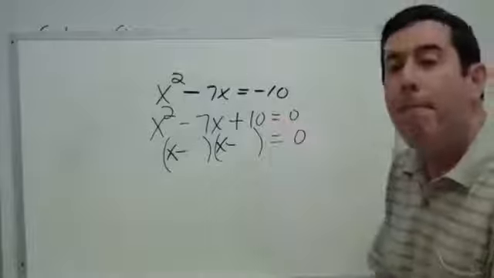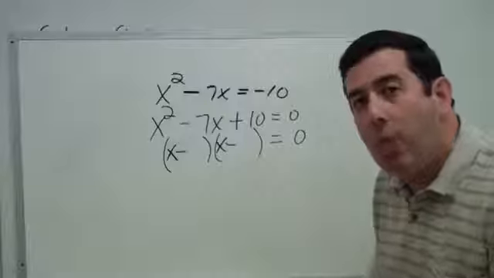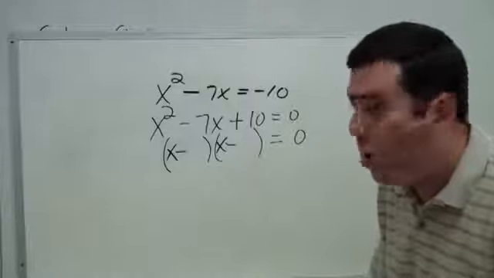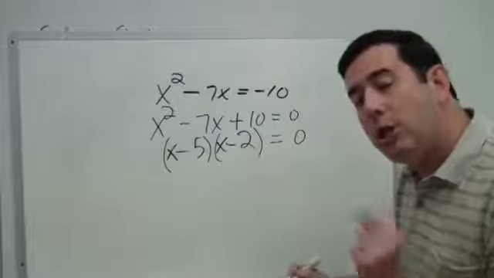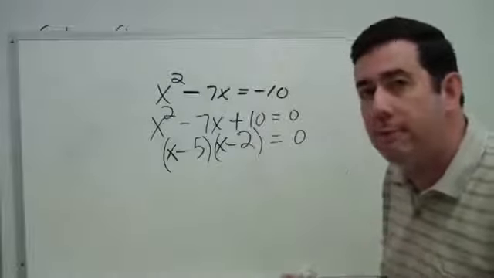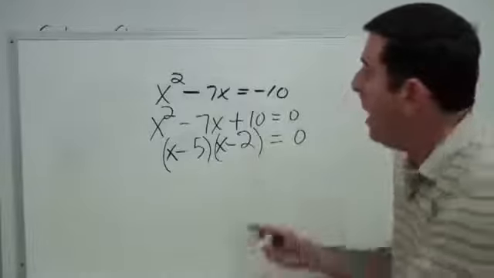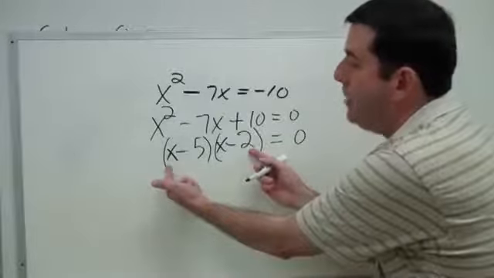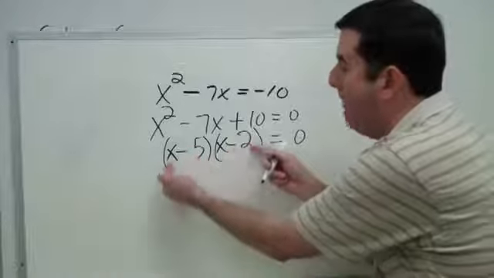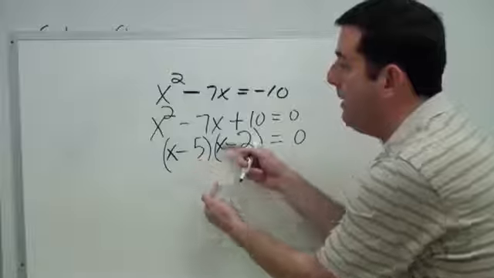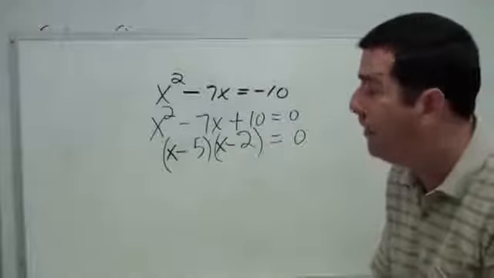Now 10 might be 10 and 1, or it could be 5 and 2. It's almost never the something and 1, so let's guess 5 and 2. I need to check and be sure that this gives me the right middle term, since I had choices this time. On the outside made a minus 2x. On the inside is a minus 5x. Minus 2x minus 5x together makes minus 7x, so we've got it factored properly.